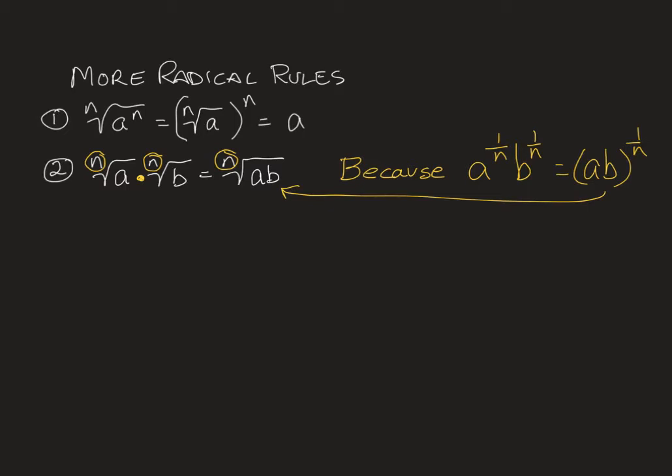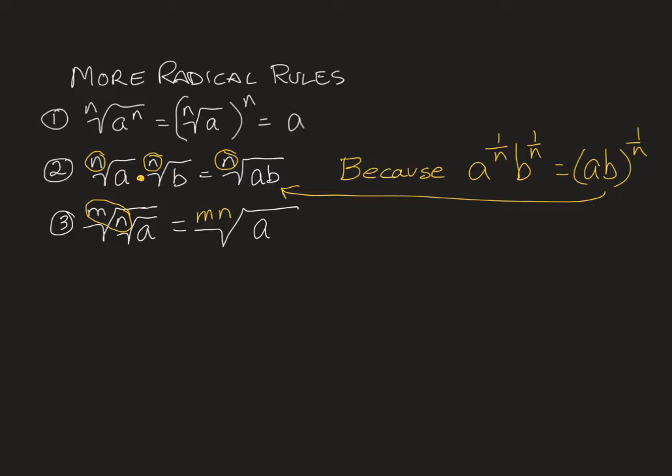Our rule number 3. For rule number 3, we have the nth root of the mth root of a. Yes, you will see some nested radicals. But all you have to do in this case is to take those two indices and multiply them. That product becomes your new index, and the radicand is unchanged.